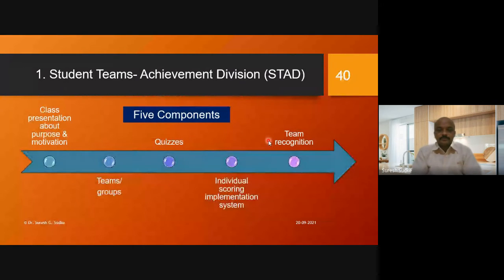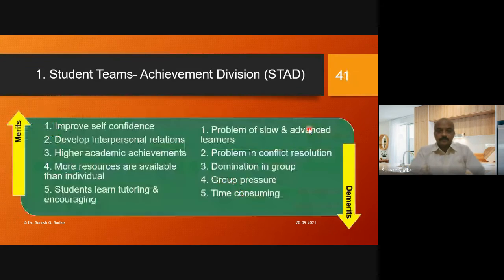The concept is very simple, and it is divided into 5 components. Initially the material is prepared and a class presentation regarding the purpose and motivation is given. The students are divided into teams or groups. Then the individual quiz is conducted, individual scoring is implemented, and the individual score as well as the team score are checked, and depending upon that, team recognition and celebration of the team will follow.